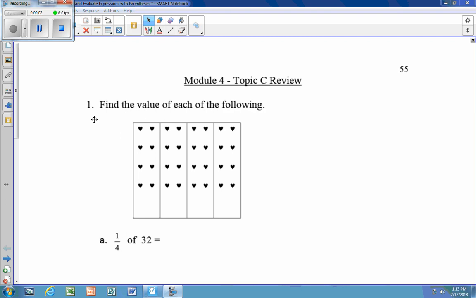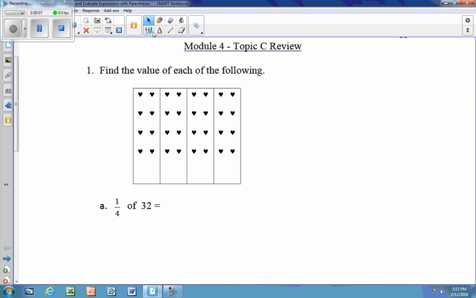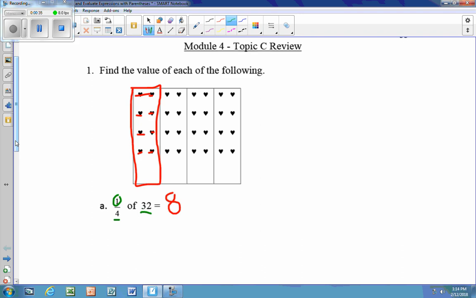Module 4, it's the topic C review. So we're going to start with this first question, which is set up with a picture for us. What we're going to do is it says 1/4 of 32. We see that this right here is one of the four pieces, and inside there's 1, 2, 3, 4, 5, 6, 7, 8 hearts. So the answer is 8. Another way to ask yourself the question is 32 divided by 4 is 8, and 8 times 1 is 8, and we would get the same answer.